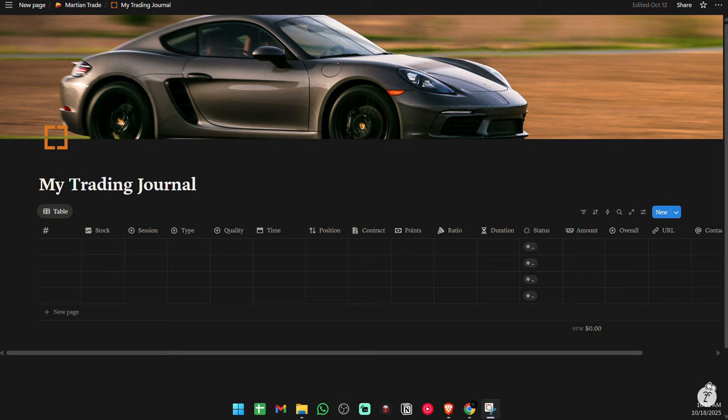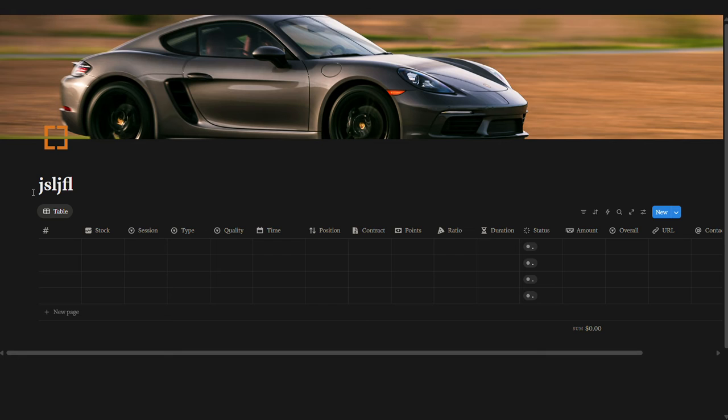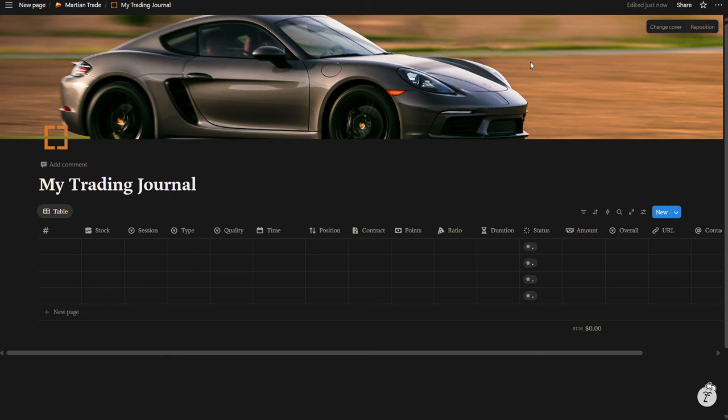I'm gonna share how I do that. So like you see, this is my typical trading journal. You can add whatever you want here. Like I did my journal, my trading journal. You can write anything that you like. Okay, so you can change the picture here, change cover, whatever you like. And this is simple.